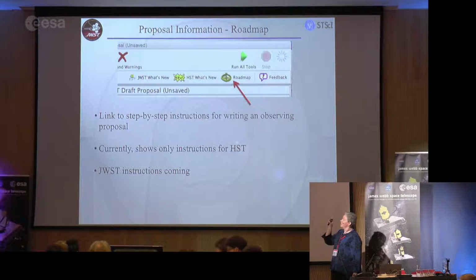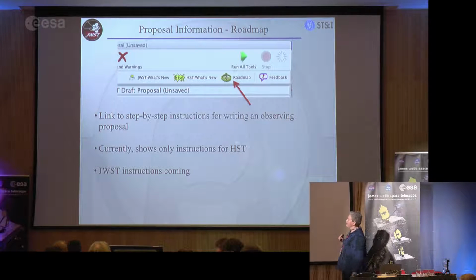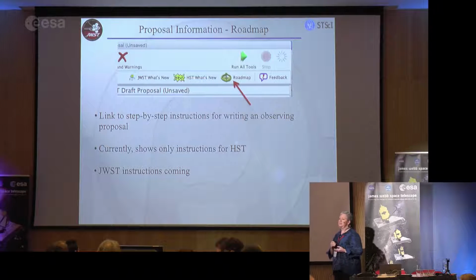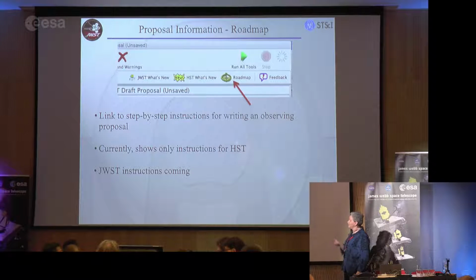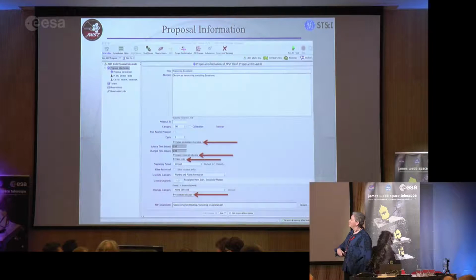There's also this one little line between the toolbar and the tool interface that has some links to help information. Right now, the roadmap is the thing that would tell you step by step by step what to do to create a JWST proposal. All of that documentation isn't quite ready, but it will be by the time the call for proposals goes out. But if you go there now, you'll see all the information for Hubble, and a lot of it is the same. It's very basic. The JWST instructions are coming.